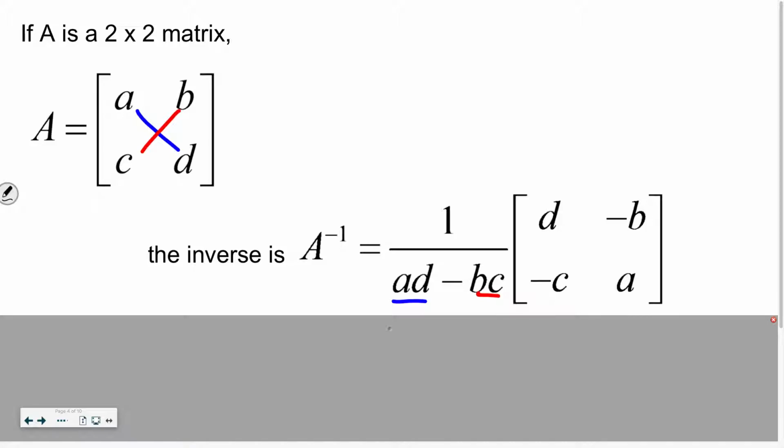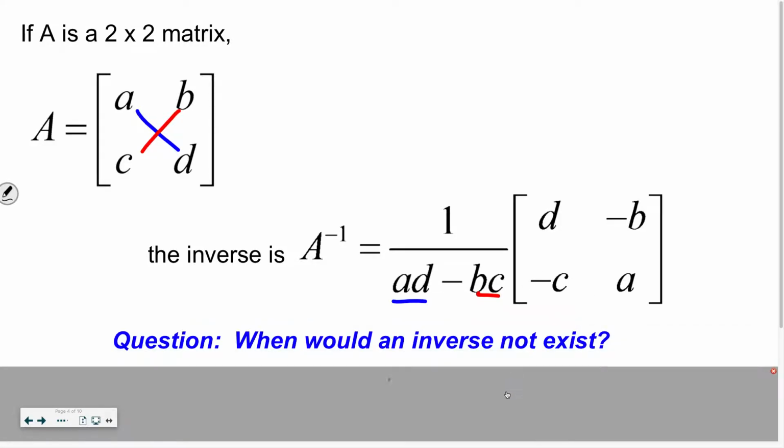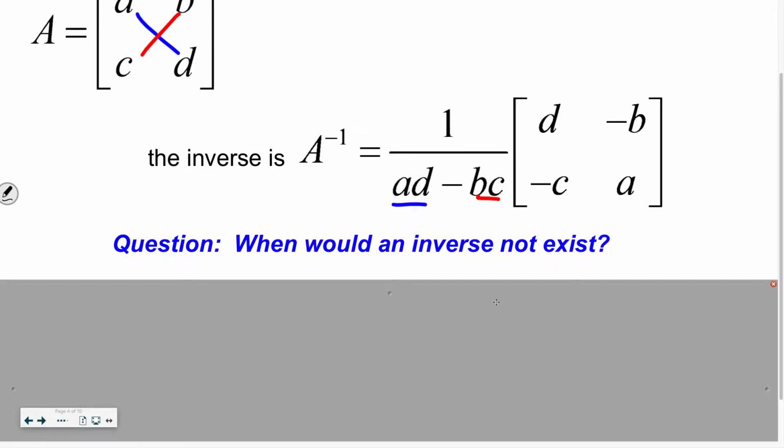Awesome. Before we leave this, I'm going to give you one question. So you can only do inverses of square matrices, but not all square matrices have inverses. So I'm going to ask you this question. When would an inverse not exist? When wouldn't you be able to find an inverse matrix? Tell your group, when do you think an inverse doesn't exist? Have that little chat.